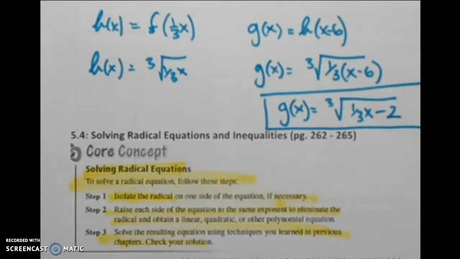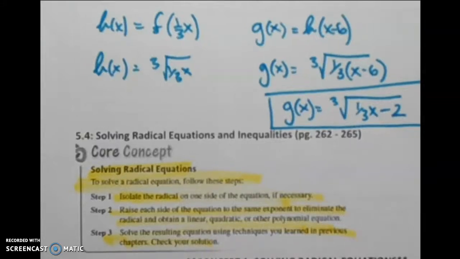Step 1, isolate the radical on one side of the equation if necessary. Isolate the radical. Step 2, raise each side of the equation to the same exponent to eliminate the radical, and then obtain your linear, quadratic, or polynomial equation, which then we will go to step 3, and we solve the remaining equation using techniques that we've learned in previous chapters. Most likely just solving linear equations and quadratics. And then we're going to need to check your solutions on these.